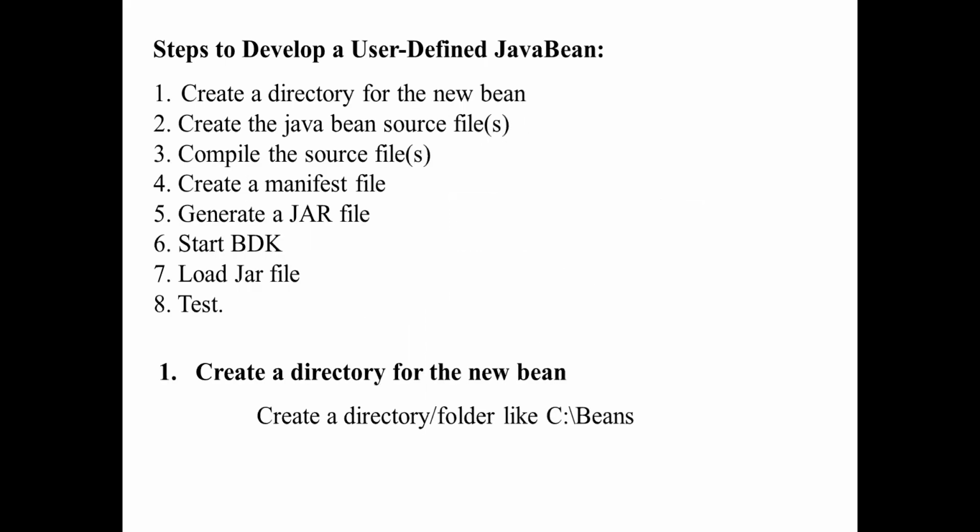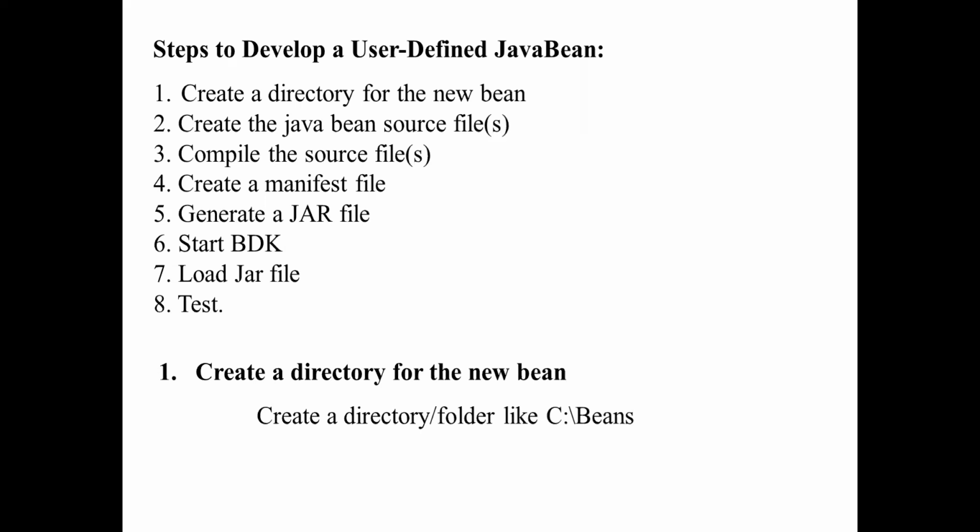And now, how to develop a user-defined Java bean. There are 8 steps. First, create the directory for the new bean. Second, create the Java bean source file. Third, compile the source file, then create a manifest file, generate a jar file, start BDK, and load the jar file and test it.